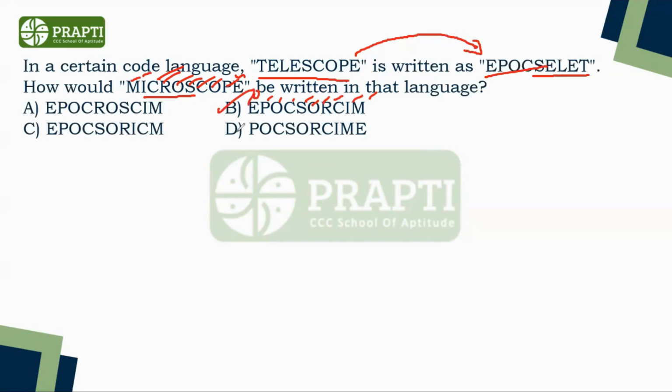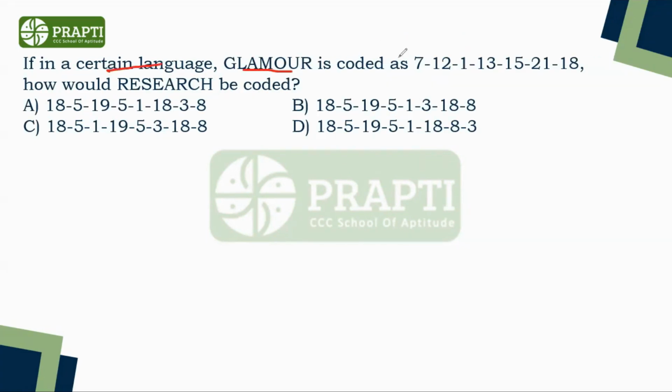Option B. In a certain language, grammar is coded as 7, 12, 1, 13, 15, 21, and 18. You just see, it has been separated with respect to hyphen. Yes? So now, how many letters are there? 7 letters, 7 different numbers have been given. So now, I'm getting a doubt whether it is a numerical value of each letter.